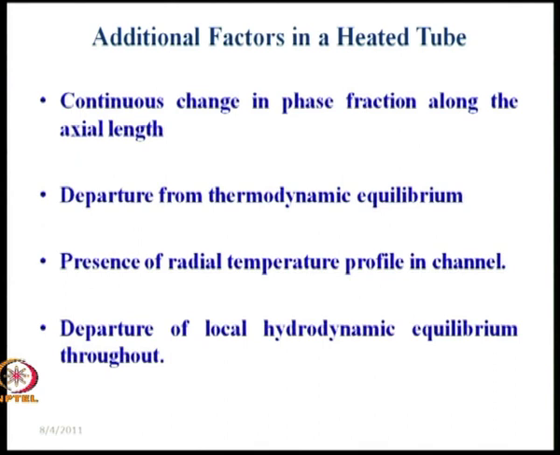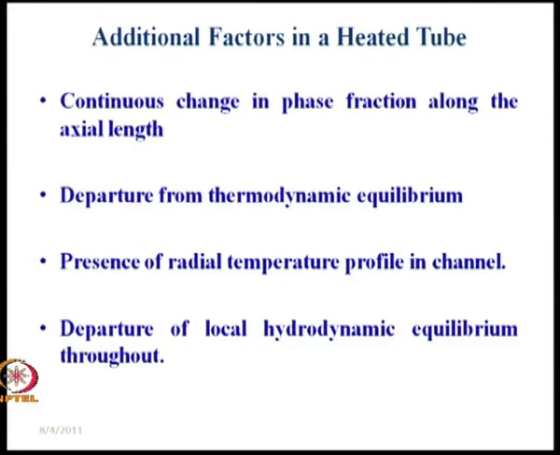As we have already discussed, in a nutshell, if we have to mention, continuous change in phase fraction along the axial length. Okay. So, therefore, there is a continuous change, the vapor phase keeps on increasing, the liquid phase keeps on decreasing, just the reverse situation occurs if there is condensation. Next, there is departure from thermodynamic equilibrium. Okay. Next, there is a presence of a radial temperature profile.